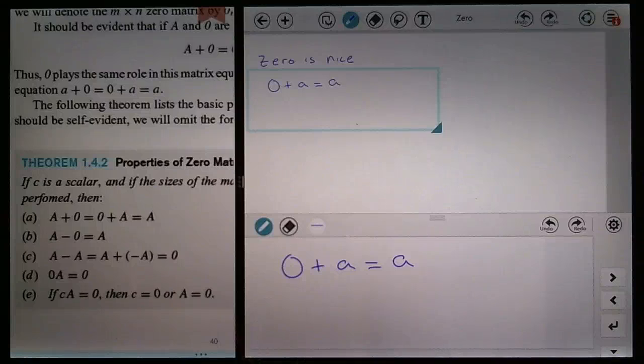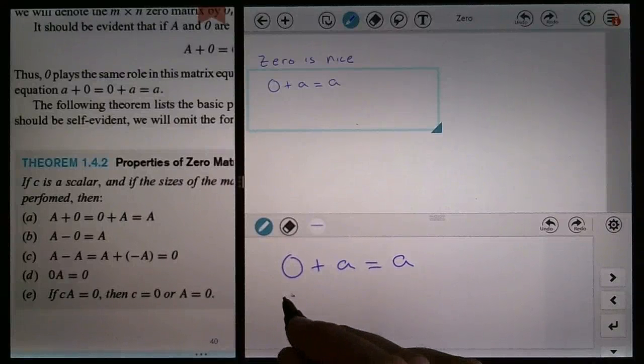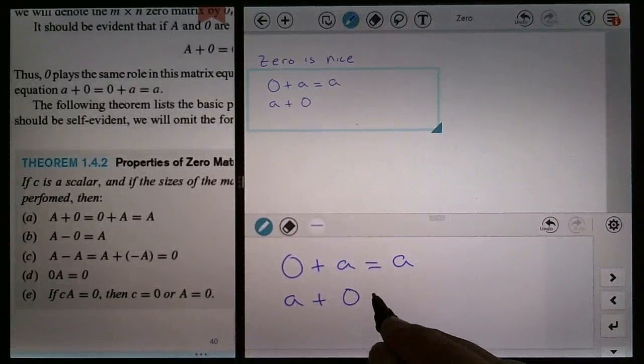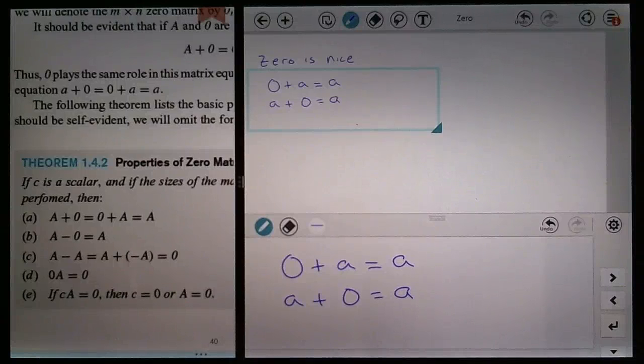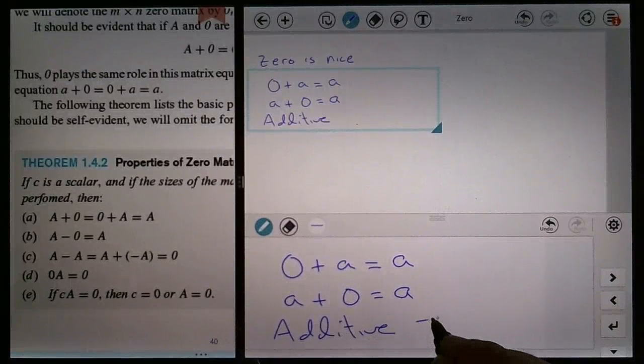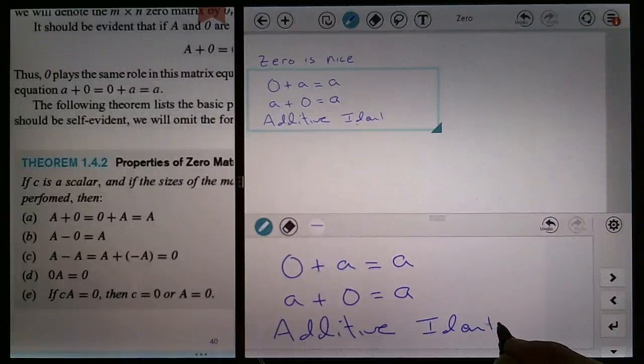A plus 0 is also A. Right? This property is what's called the additive identity. Zero is the number that when you add it to anything else, you get that other number back again.